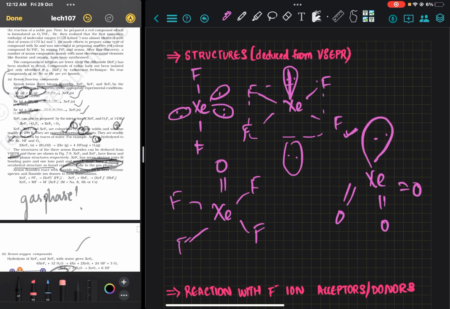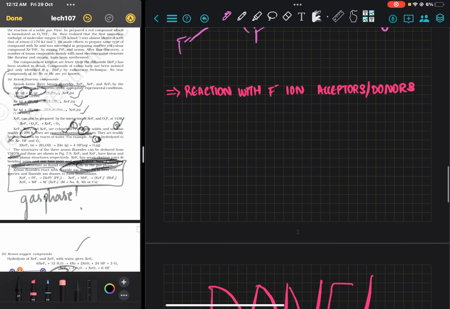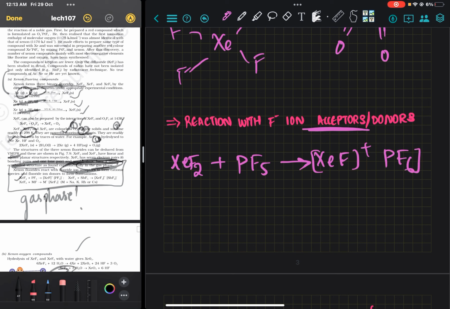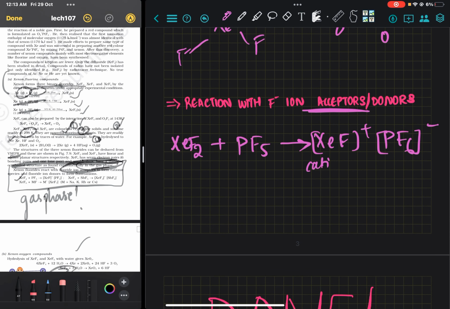The only thing left is this part, and it's very simple, basic. So when xenon fluorides react with fluoride acceptors, okay, so you're taking a xenon fluoride as given here, XeF2, you're reacting it with a fluoride ion acceptor like PF5, so you will get a cationic species which is XeF+, because PF5 accepts a fluoride ion to give PF6-. So here you're getting a cationic species.